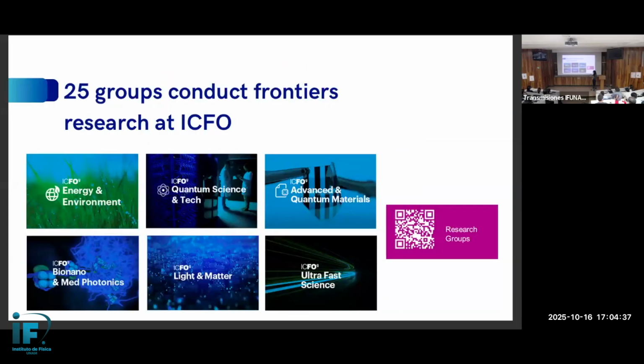There are 25 research groups at ICFO, each one conducting research in a different area of photonics. These areas can be grouped in 6 main categories: energy and environment, quantum science and technology, advanced and quantum materials, bio-nano and medical photonics, light and matter, and ultra-fast science.